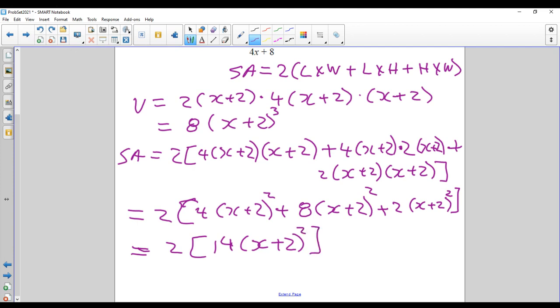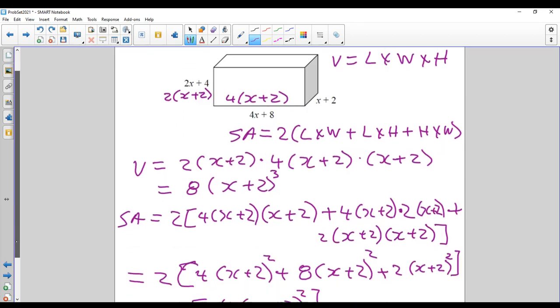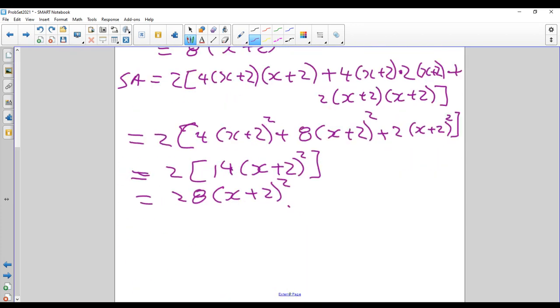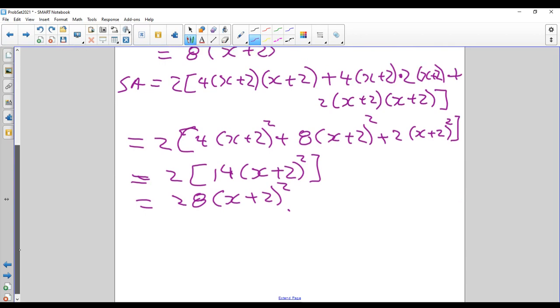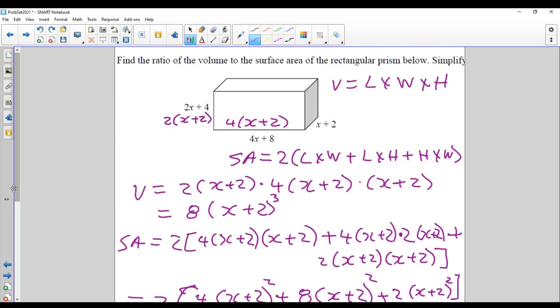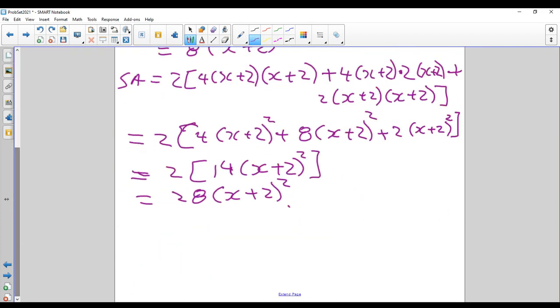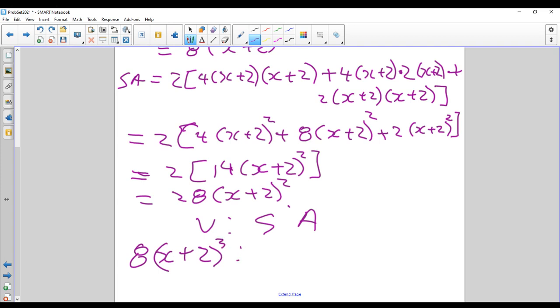So what that means, if I multiply now the 2 and the 14, is I have 28 x plus 2 squareds is what I really have. So this is where we are. This is our surface area. So our volume, we said, if you go back, our volume was 8x plus 2 cubed. So volume to surface area is 8x plus 2 cubed to 28x plus 2 squared. So that's the ratio that we're trying to simplify, right?